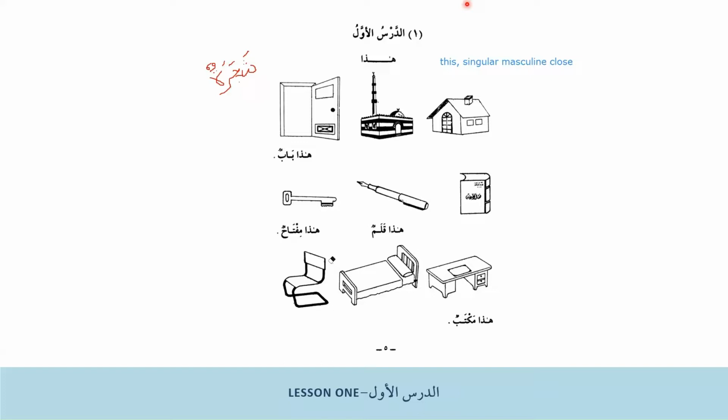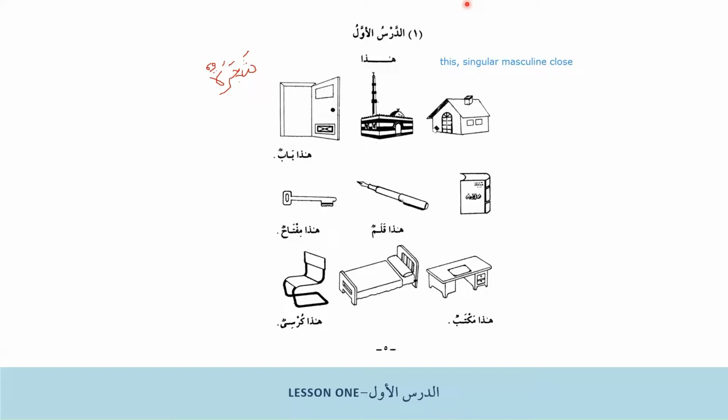Okay, هذا كرسي. MashaAllah, is that the right answer? We just want a confirmation from the other participant if they agree or disagree. Agree, MashaAllah. So هذا كرسي, this is a chair. هذا كرسي, this is a chair.